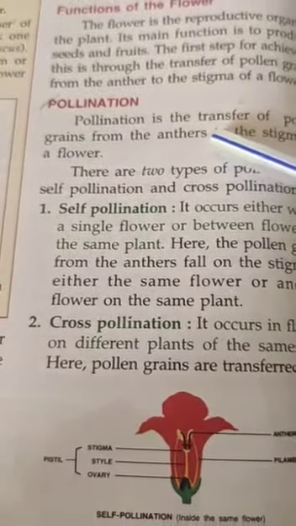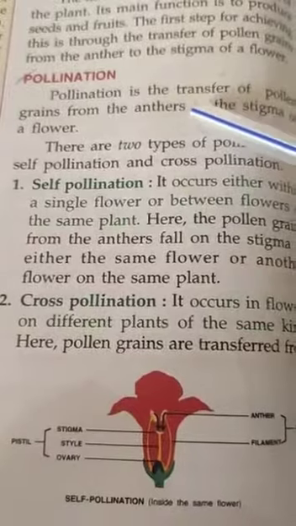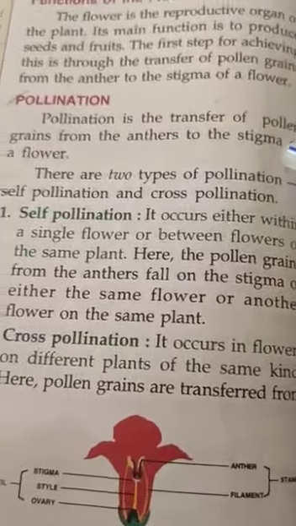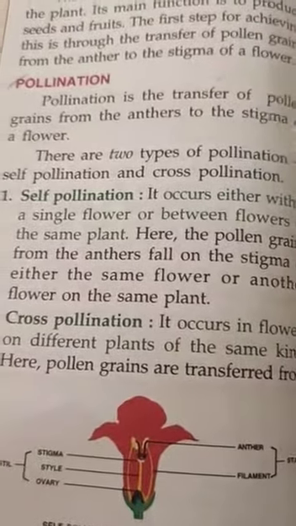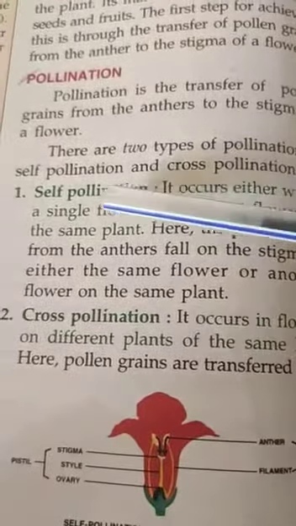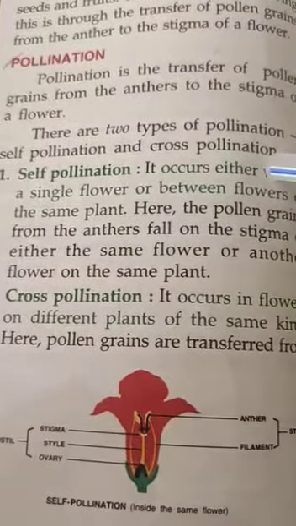Last class we already discussed the structure of a flower. Next one is pollination. Pollination is the transfer of pollen grain from the anther to the stigma of a flower. There are two types of pollination, self-pollination and cross-pollination.